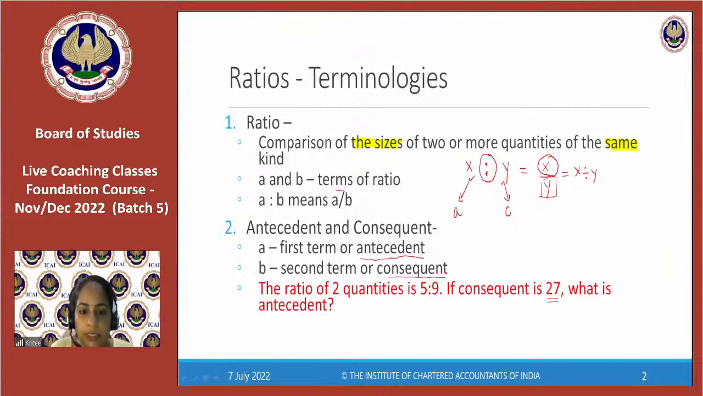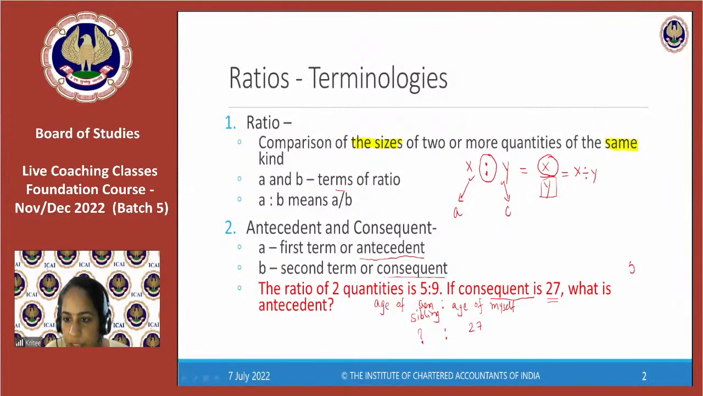The ratio here is, supposedly, age of my sibling is to age of myself. If my age stands here for 27, what would be the age of the sibling or the friend? The consequent is the denominator. So if the ratio is 5/9 and the consequent here is 27, can you try and identify the antecedent?